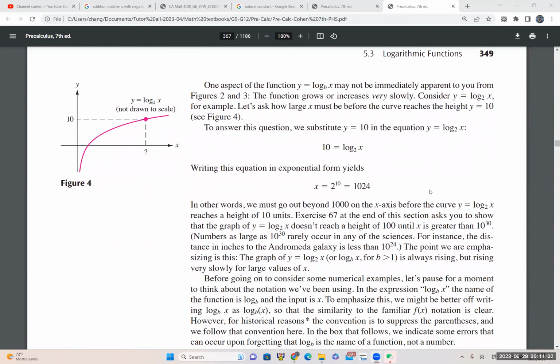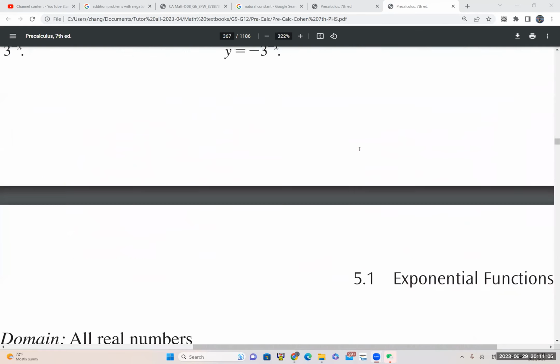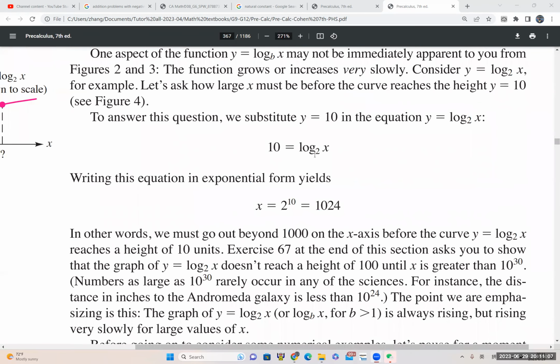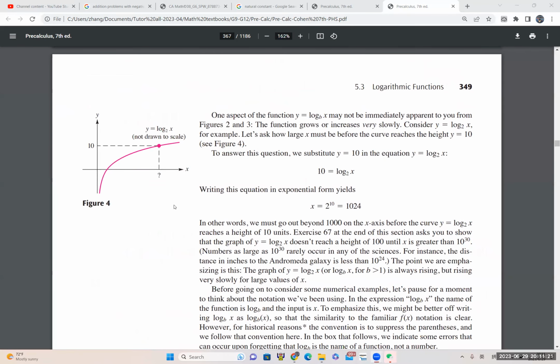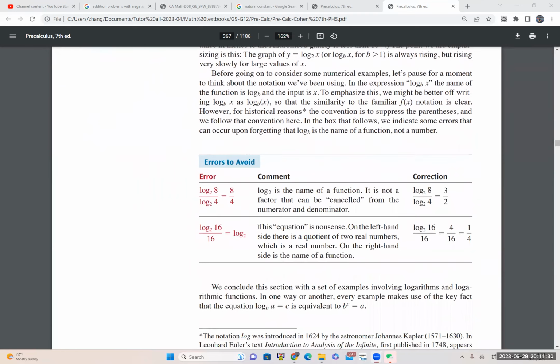Here is an equation, right? Log base 2 of x equals 10. You can convert it into exponential form, which means x equals 2 to the power of 10. So x equals this. If in the drawing we know y is 10, then what should x be?